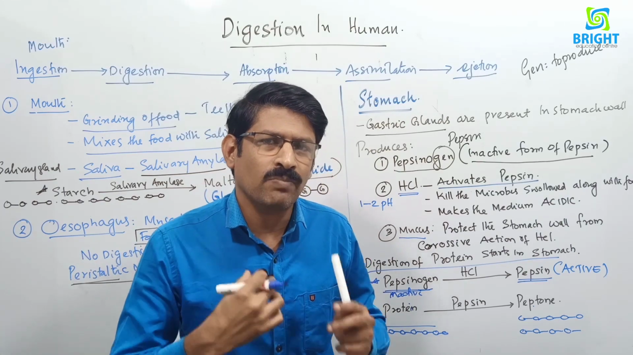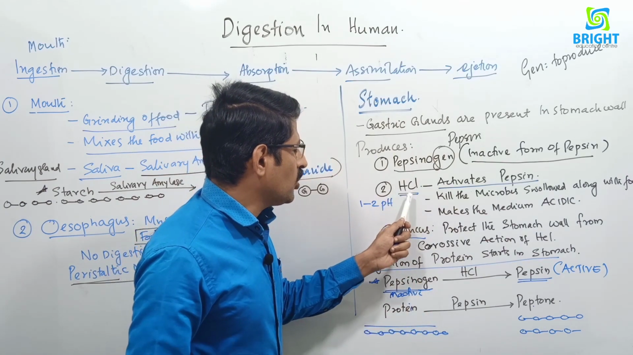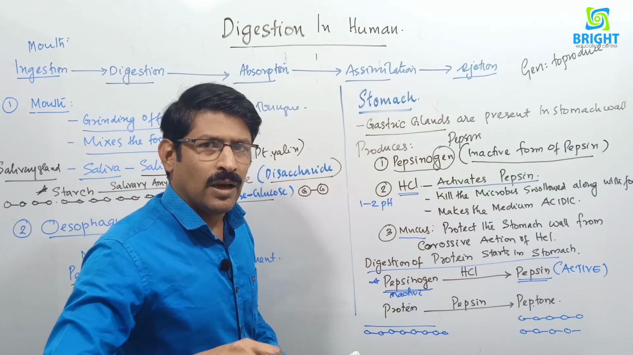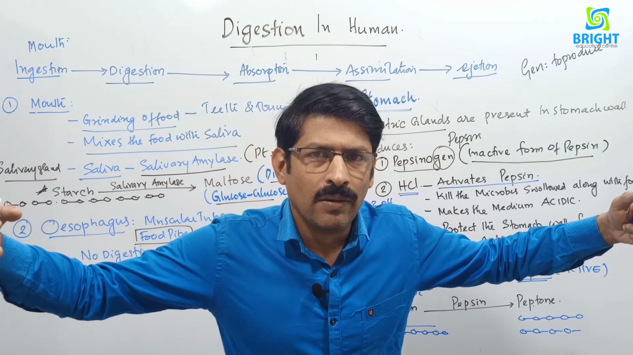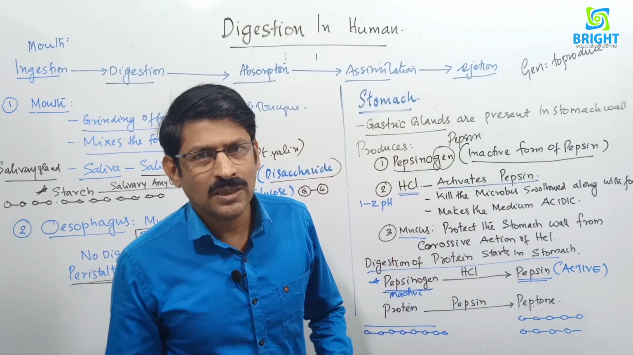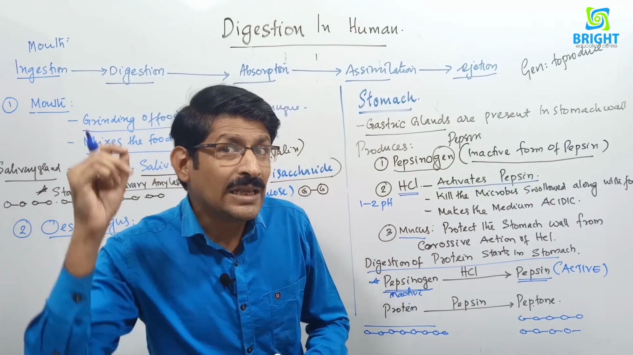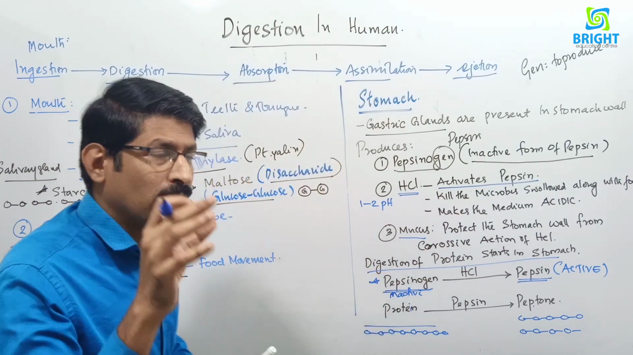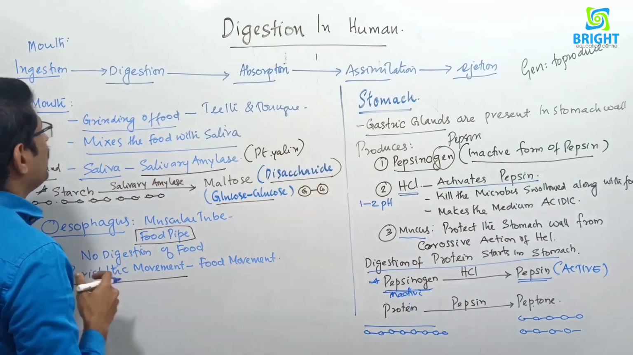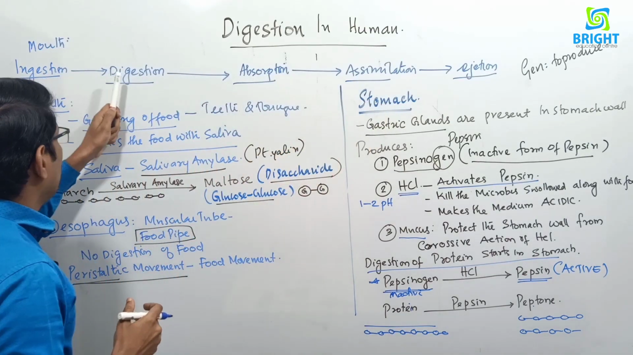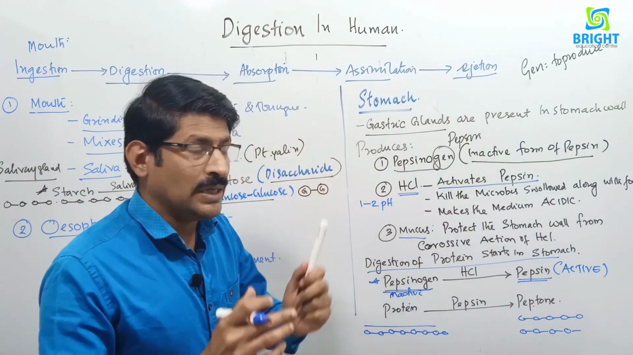The next is the esophagus, a muscular tube. Then the stomach has gastric glands. Gastric glands produce pepsin, hydrochloric acid and mucus. The next part is the small intestine. The small intestine is associated with the liver and also the pancreas. Then the large intestine and the external opening called the anus. Each part has a specified function, and when the food is going through all these parts, everything takes place: ingestion, digestion, absorption, assimilation and egestion of waste material.